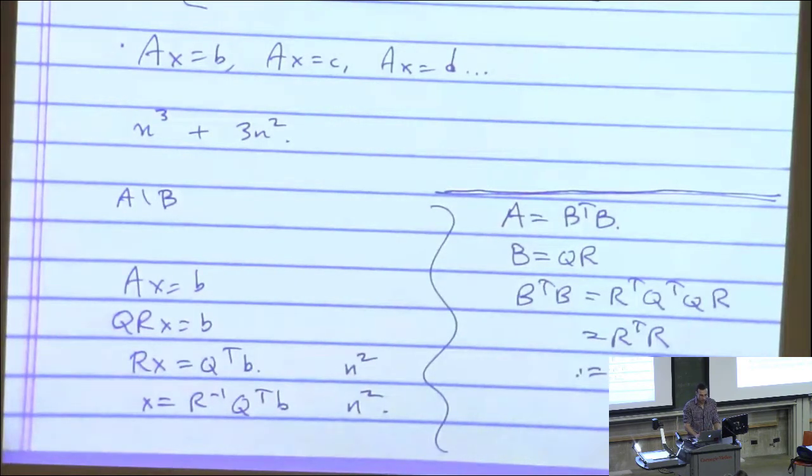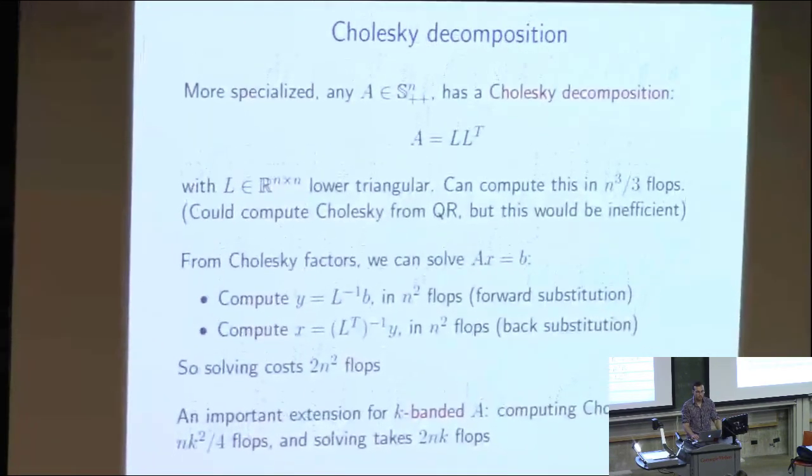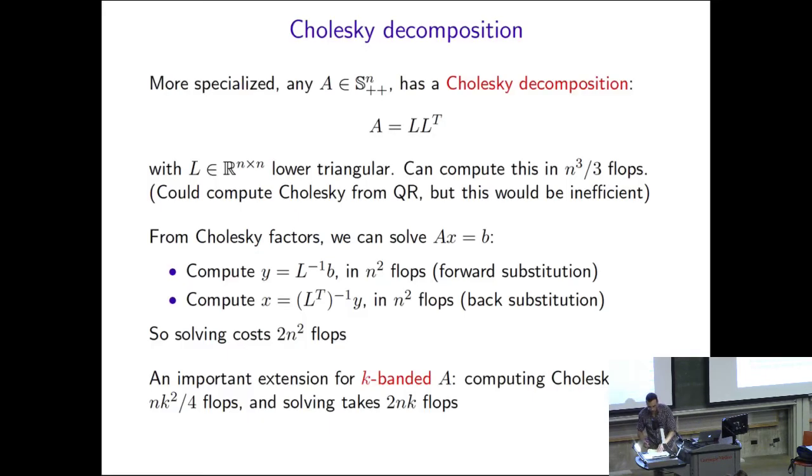Just like we could solve a linear system with the QR decomposition, we can also solve it with the Cholesky. How do we do so? We essentially just use our forward and back substitution methods that we learned, right?